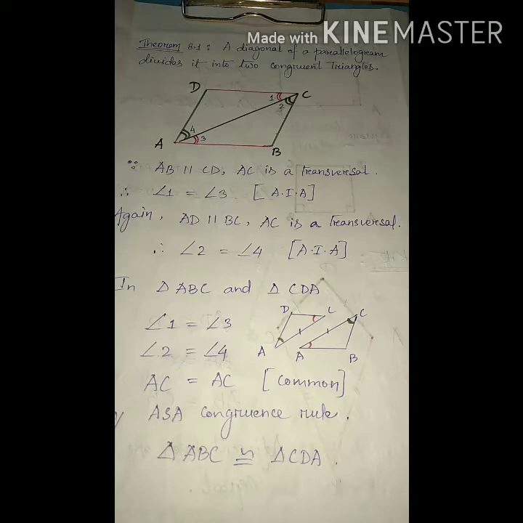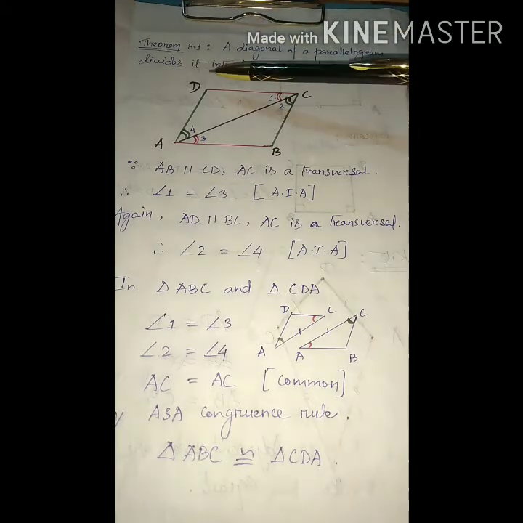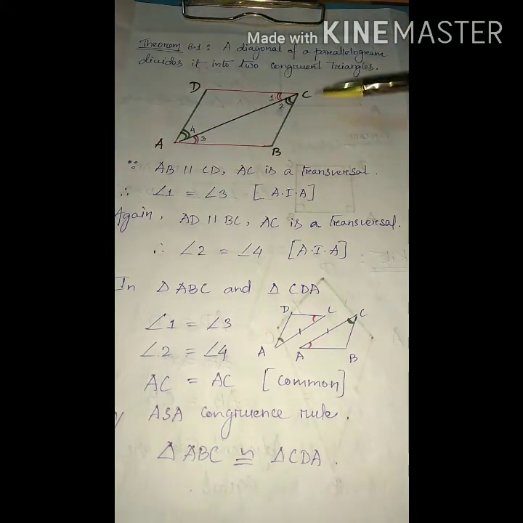With respect to this parallelogram, now here the first theorem given to you, theorem 8.1. In this theorem, the statement, if you see, a diagonal of a parallelogram divides it into two congruent triangles. So that means first of all what we have to do, we need to draw a parallelogram. In this parallelogram, we can draw a maximum of two diagonals. One diagonal is DB, another one is AC. So here we draw just AC, the diagonal.